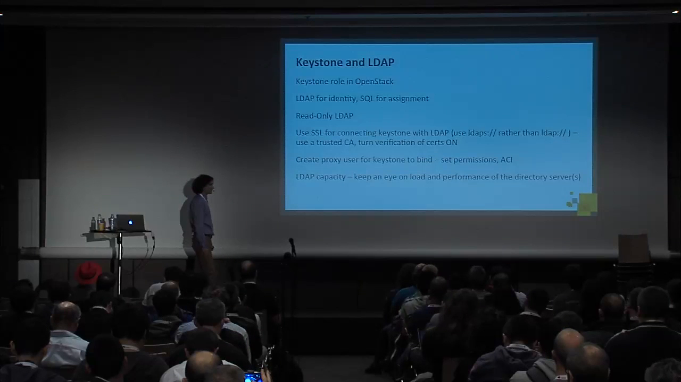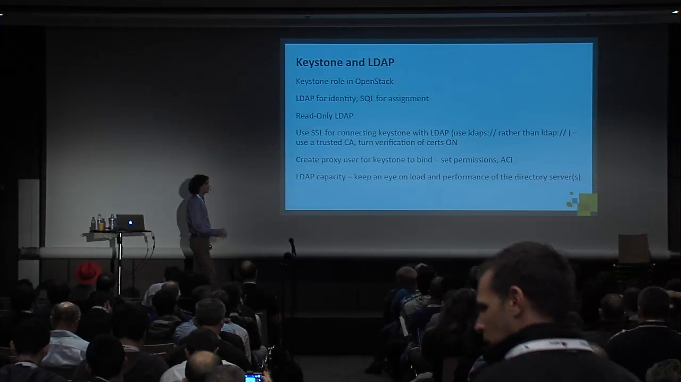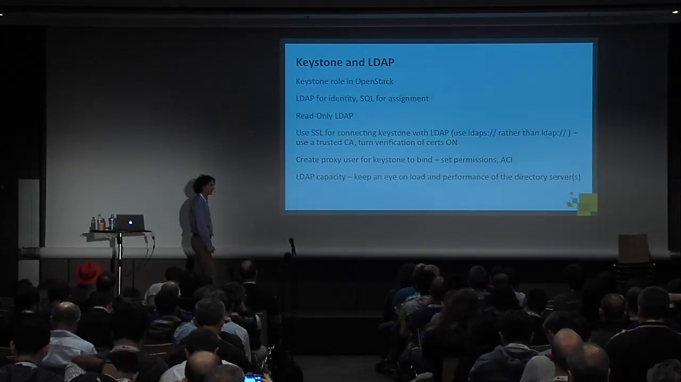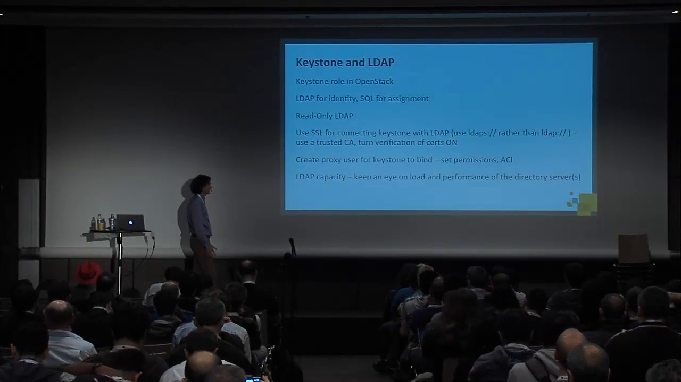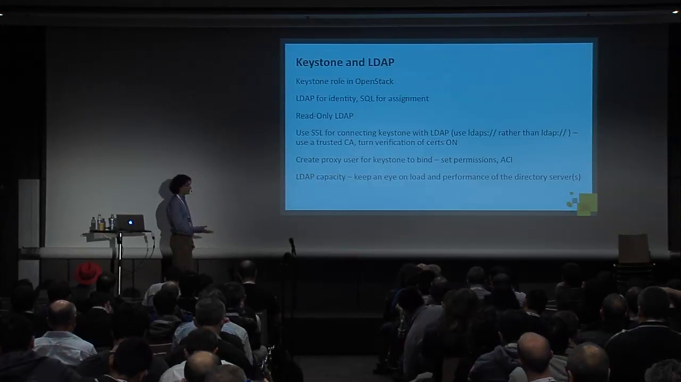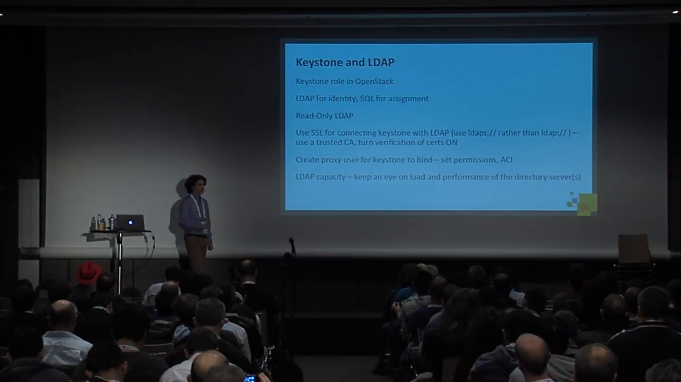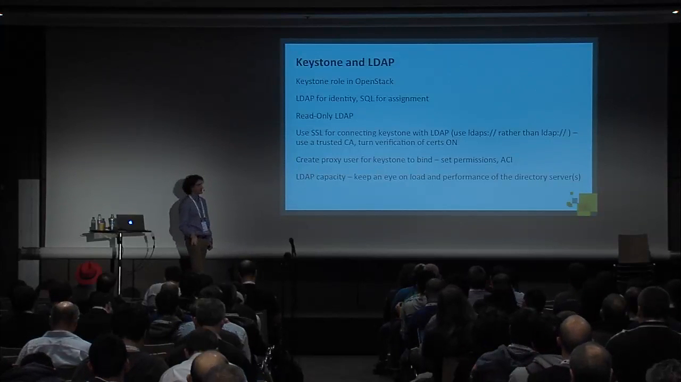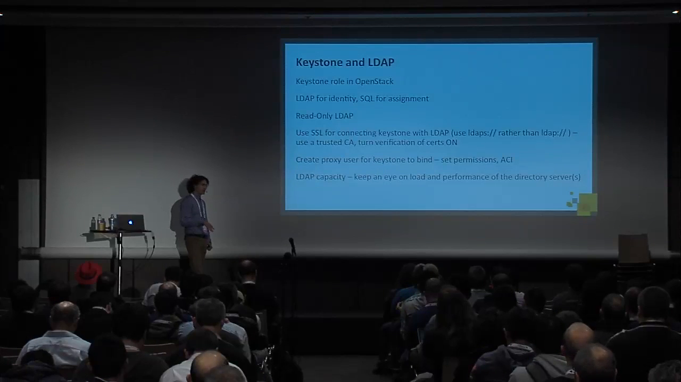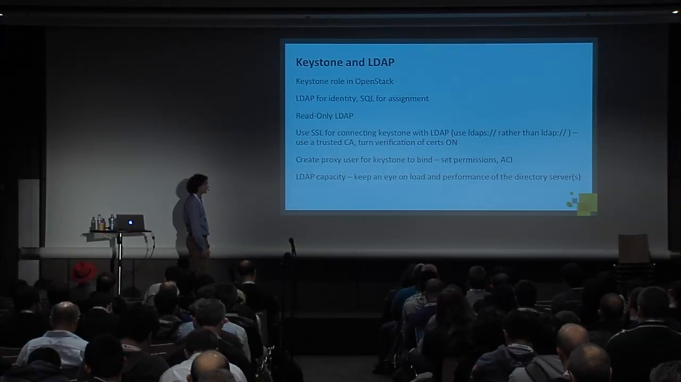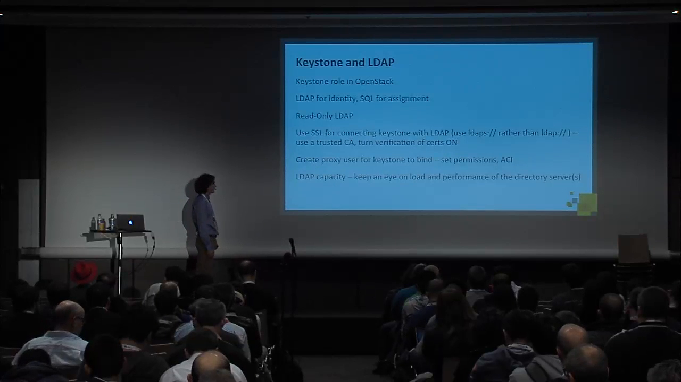The next thing is the security of this connection between Keystone and LDAP. Make sure it's using LDAPS. I've seen sometimes people use just regular LDAP on port 389 thinking that, oh, this is going to be TLS. But the truth is TLS sometimes cannot be enforced all the time. So if you're just using LDAPS, you're sure that your credentials are going to be sent encrypted.